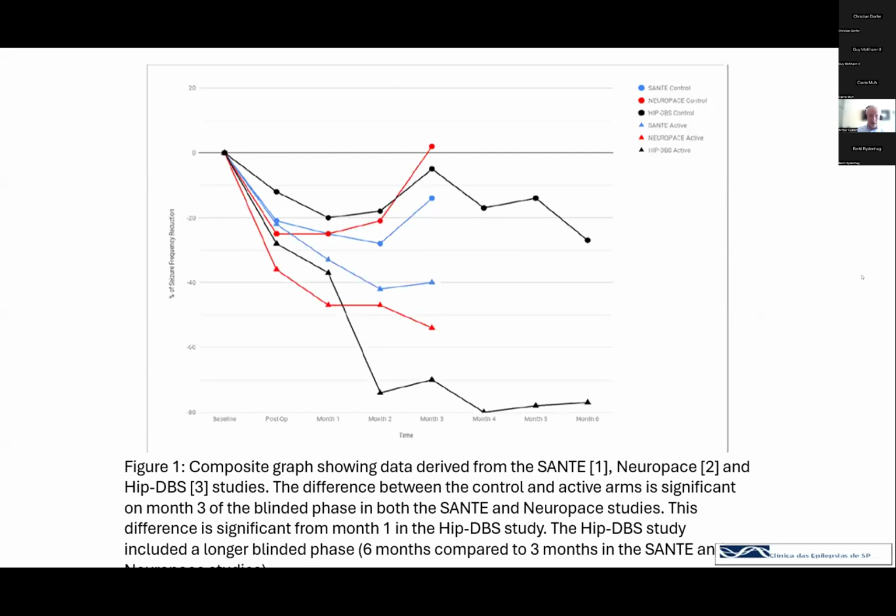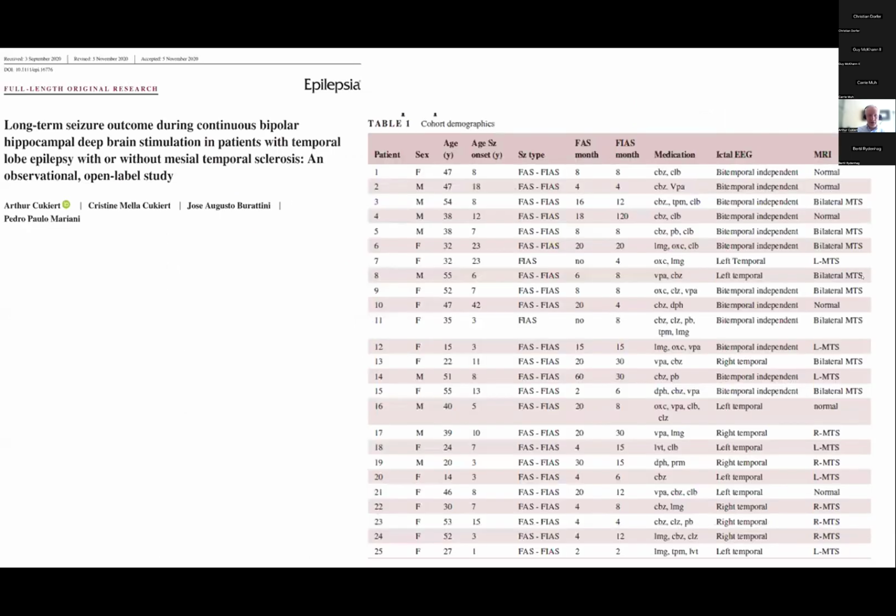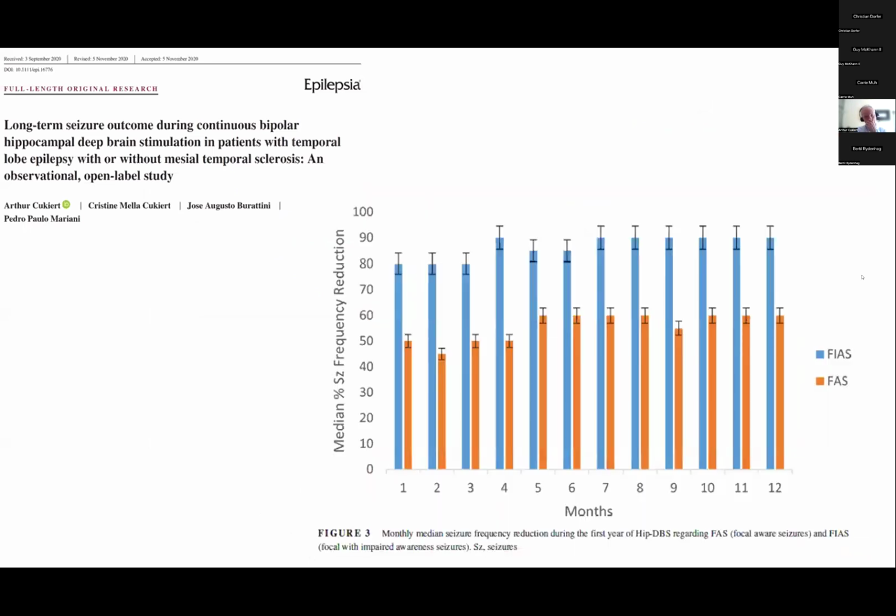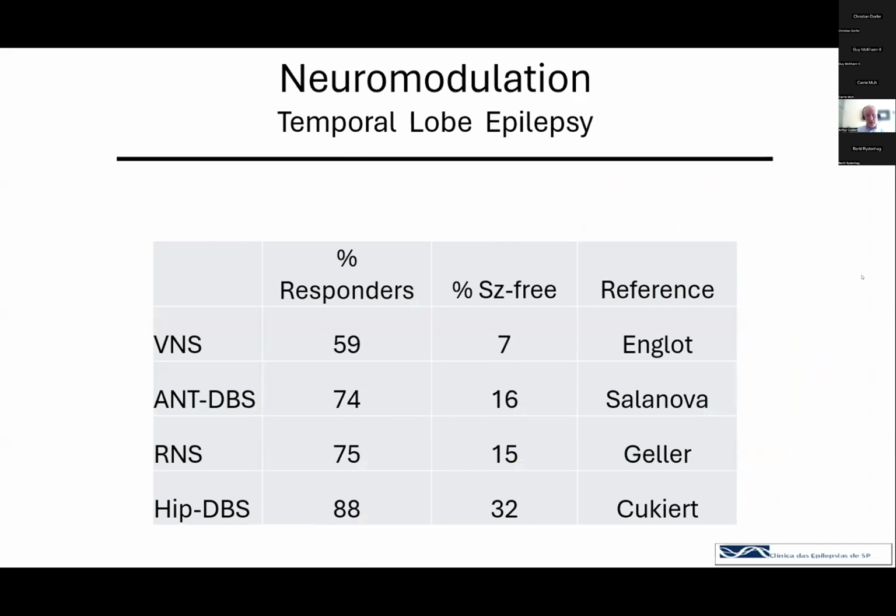responsive neuromodulation. I guess you're kind of confused about the data, but this is the long-term effect of the hippocampal DBS, and again, you see that it's much more effective in focal impaired awareness seizures than in focal aware seizures. But it's not that it's not effective in focal aware, it's just less effective than in focal impaired. And just to summarize the effect of the different neuromodulation techniques in temporal lobe epilepsy, this is what we got in terms of responders and seizure-free rates.